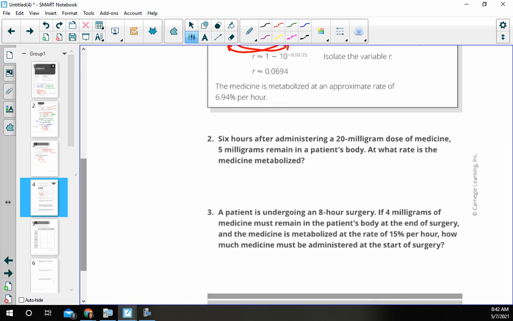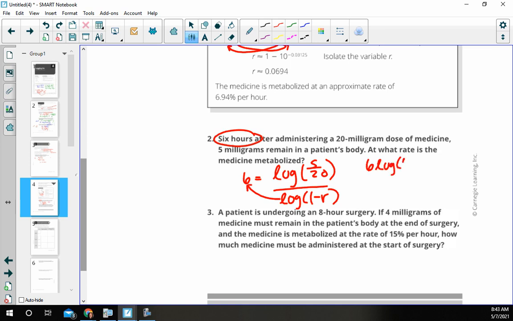Okay, so 6 hours after administering a 20 milligram dose of medicine, 5 milligrams remain in a patient's body. At what rate does the medicine metabolize? So we're going to find the R. I know it is 6 hours, so that's T. We are given 20 milligrams, and we have 5 milligrams remaining. So we have 5 remaining out of the 20. So 1 minus the rate. I'm going to multiply this over to the other side, so it's going to be 6 log of 1 minus R is equal to log of 5 divided by 20.